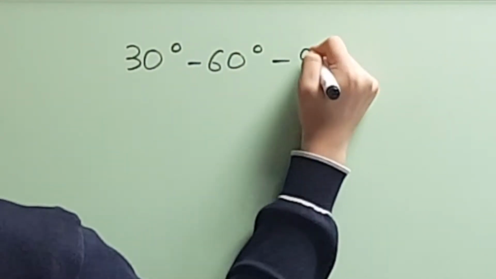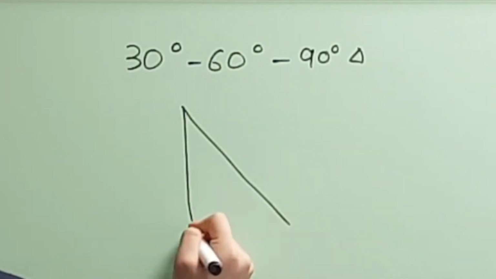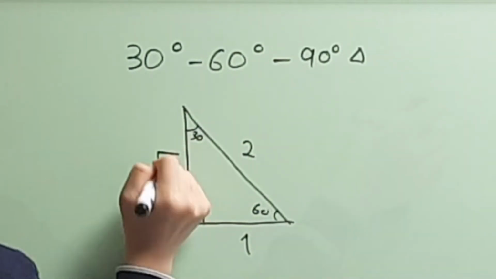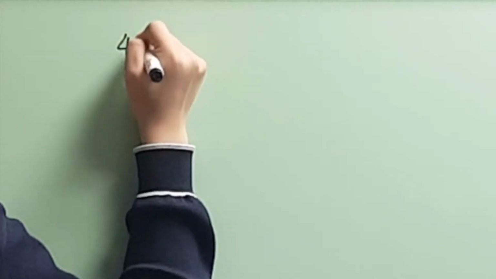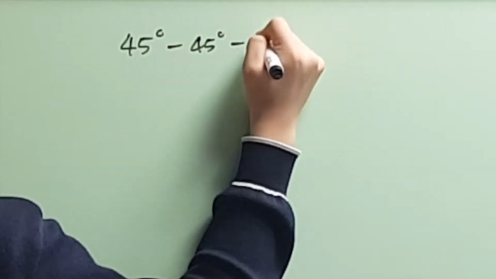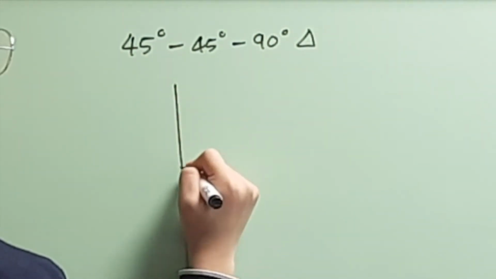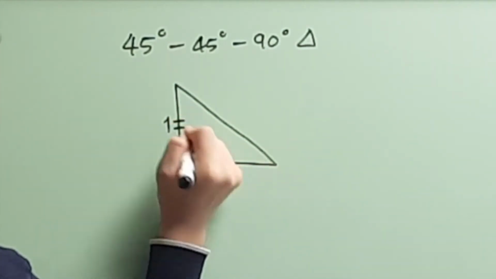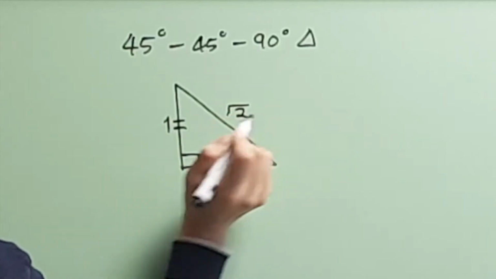In the 30, 60, 90 right triangle, the ratio of the three segments will be 1, 2, and square root 3. In a 45, 45, 90 right triangle, since this is an isosceles triangle, the two legs will be 1, and the hypotenuse will be square root 2.